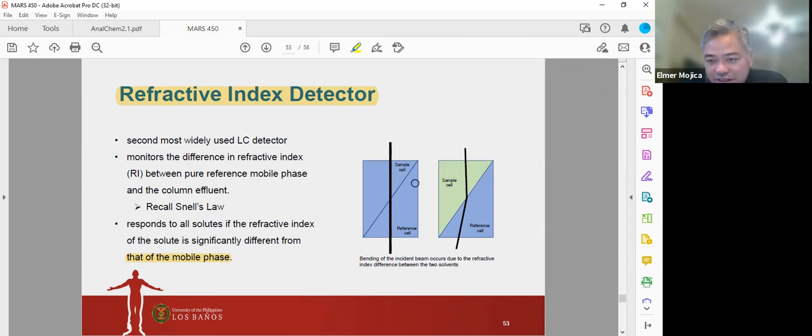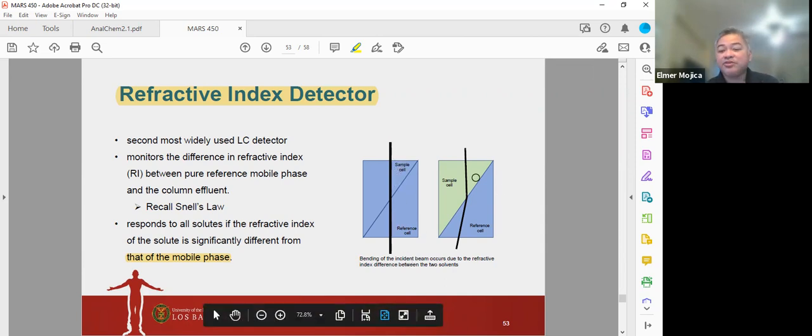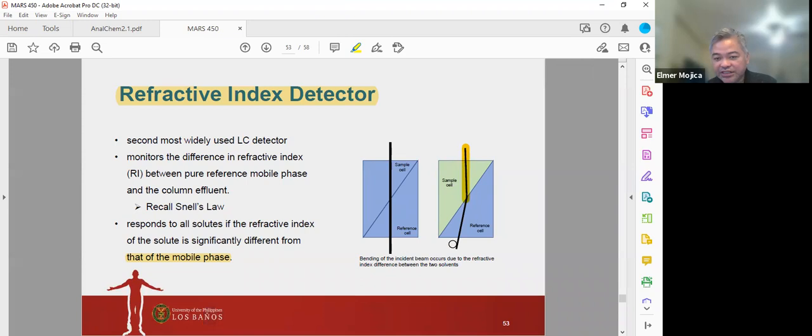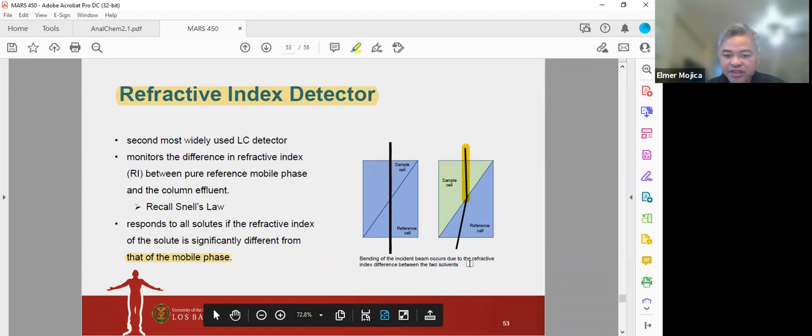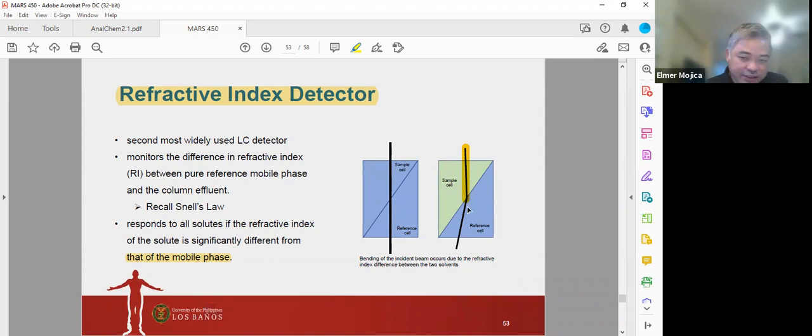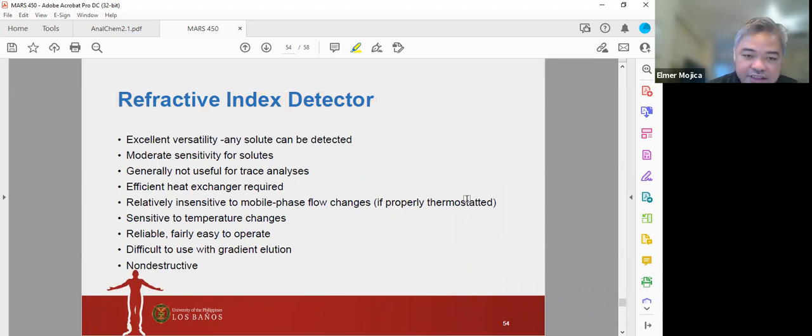So if you look at the refractive index, if the sample cell contains only the mobile phase, it's just a straight line. But if you have your component in the sample cell, you could see changes in what we call the incident beam. There's bending of the incident beam due to the refractive index difference between the two solvents, because your solvent now contains your sample. It has excellent versatility. It can detect any solute.